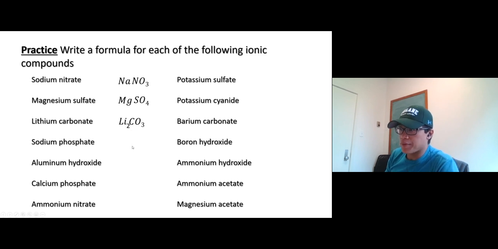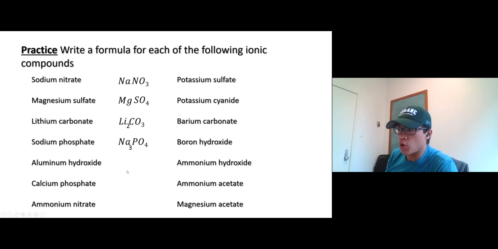Sodium phosphate. So we've got sodium group 1 plus 1. Phosphate, if you remember, is the one that has the highest charge. So plus 1 minus 3, crossover. So Na3PO4. All right.